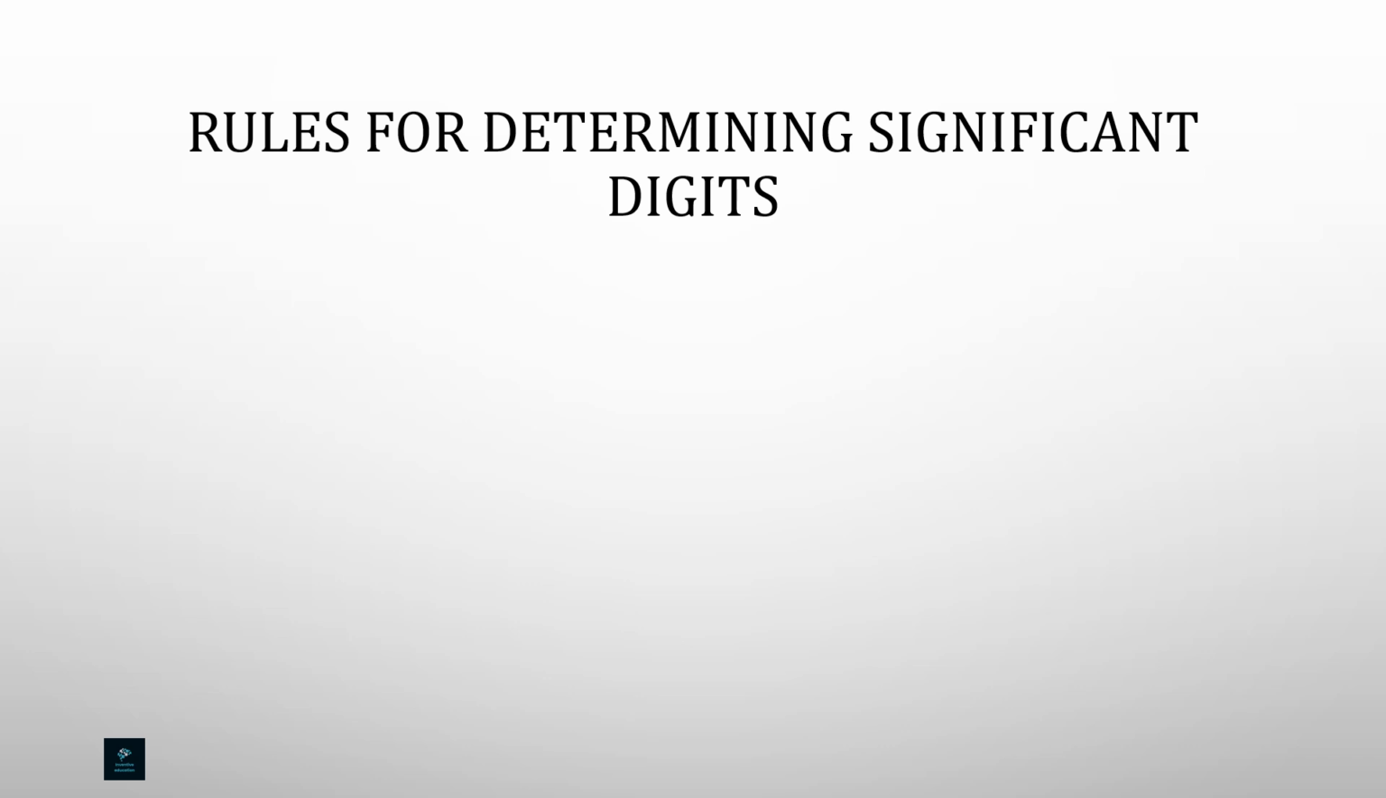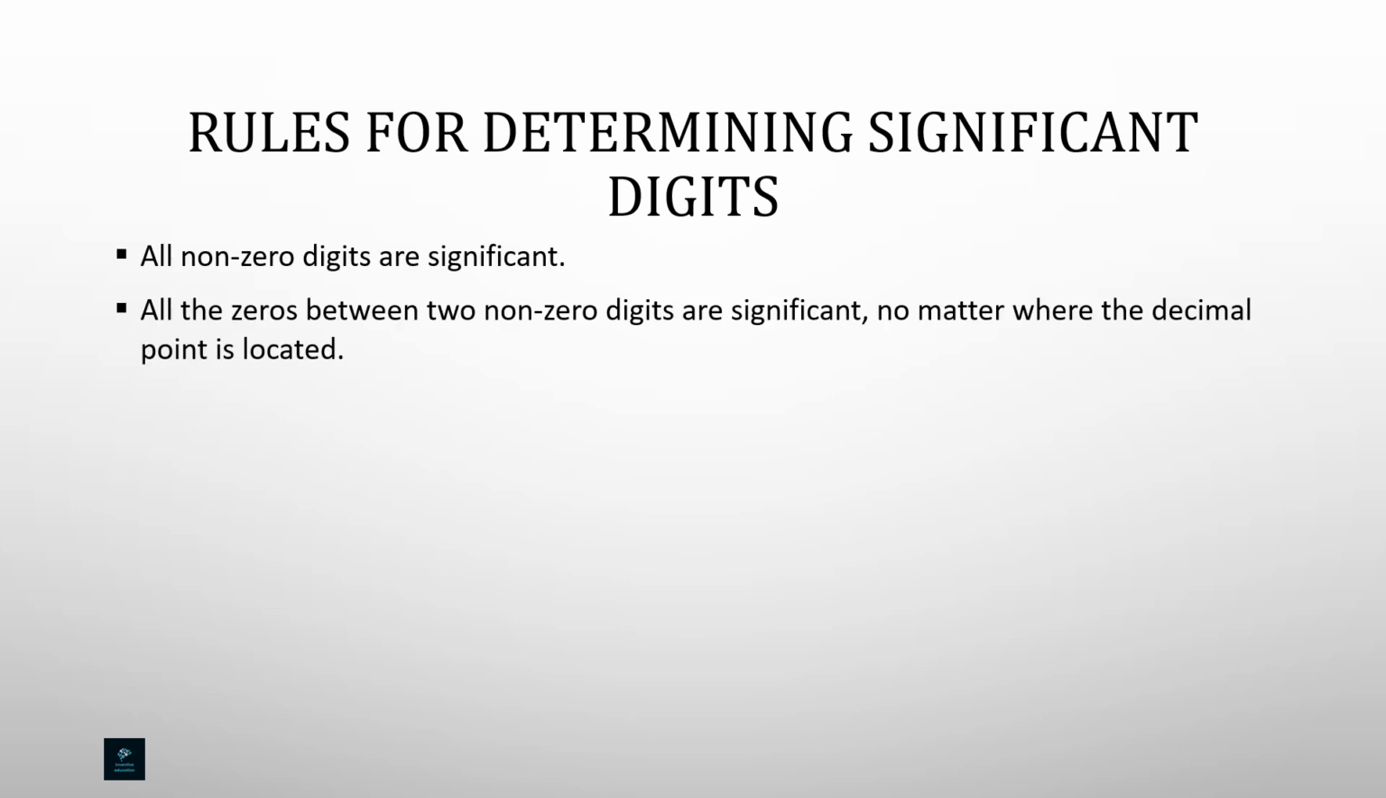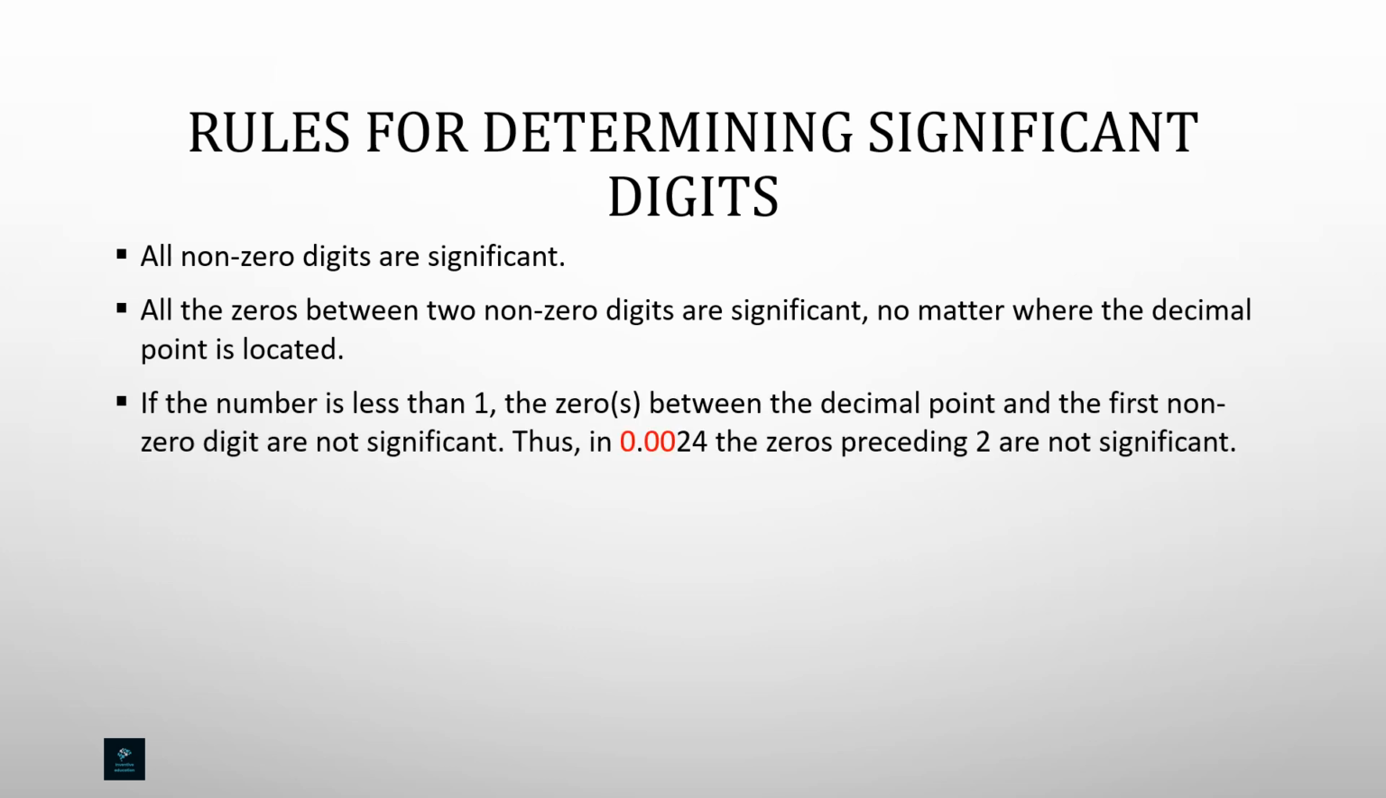Now, what are the rules for determining significant digits? All non-zero digits are significant. All the zeros between two non-zero digits are significant no matter where the decimal point is located. If the number is less than 1, the zeros between the decimal point and the first non-zero digit are not significant. Thus, in number 0.0024, zeros between the point and 2 are not significant.